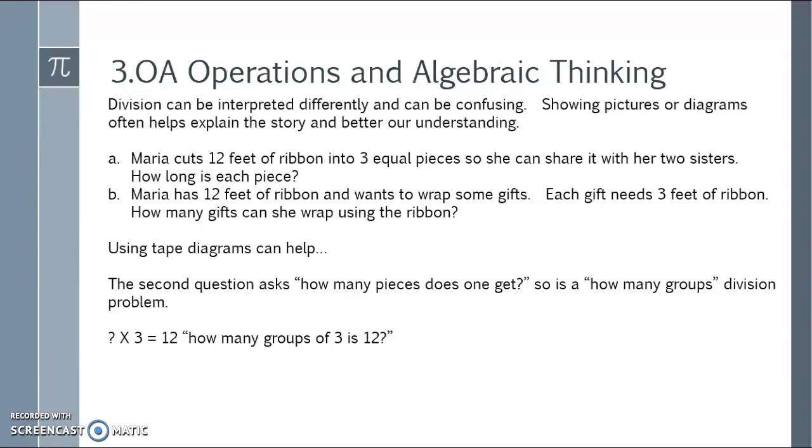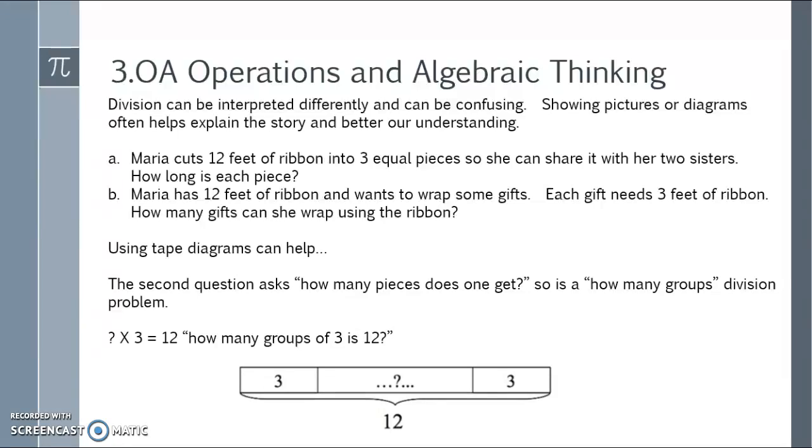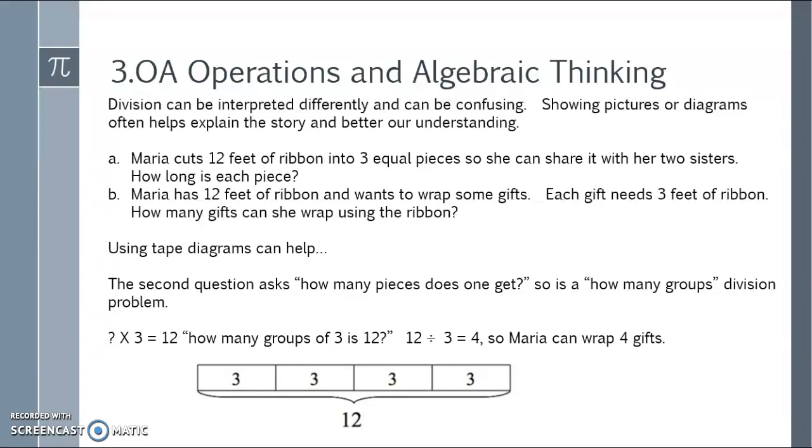Now the second question using a tape diagram. The second question is asking how many pieces does one get, or how many groups do we need? So how many groups of 3 is 12? So this time we know that each subset is 3 in our tape diagram, and we know we need to get to 12. So how many 3's can we break this into? Well, we can do 4 of them. So 12 divided by 3 is 4. Therefore, Maria can wrap 4 gifts.